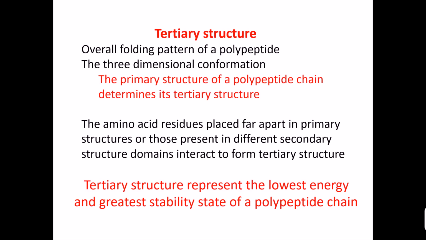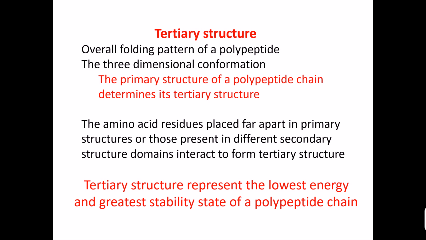Today we are going to study the protein structure. In last class we have studied about primary and secondary structure. Today we are going to discuss tertiary structure, what it is. It is the three-dimensional conformation, and that is the overall folding pattern of a polypeptide chain. And the primary structure of a polypeptide chain determines its tertiary structure. That means the sequence in the primary structure is the basis for the tertiary structure, three-dimensional conformation.